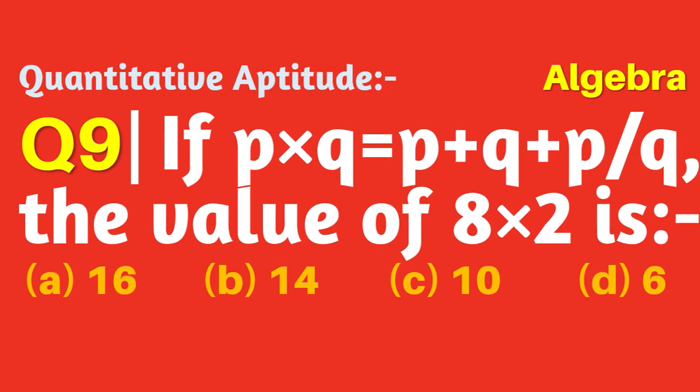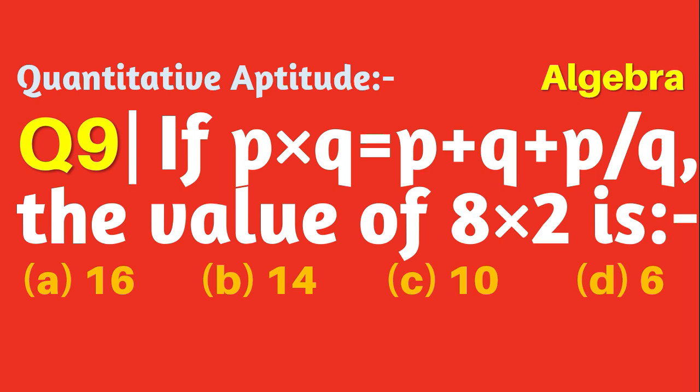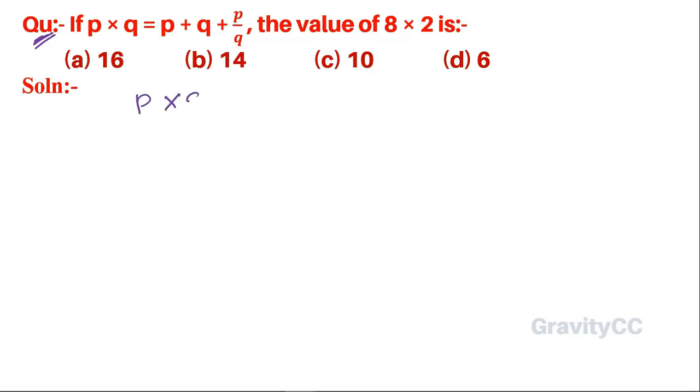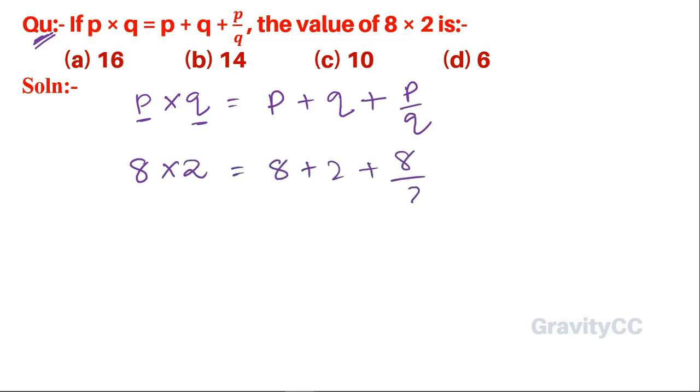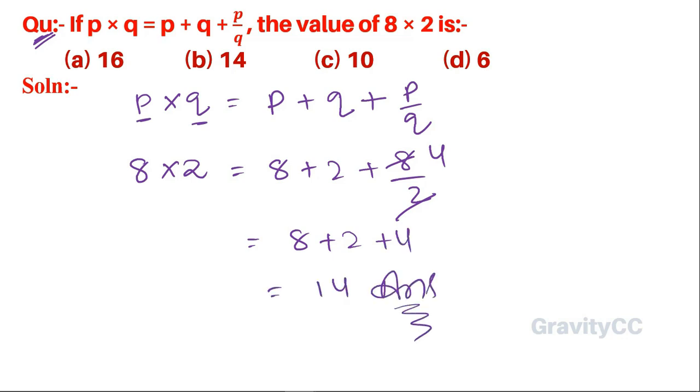If P cross Q equal to P plus Q plus P upon Q, then value of 8 cross 2 is. So here given that P cross Q is equal to P plus Q plus P upon Q. And now we replace P by 8 and Q by 2. So we get 8 cross 2 is equal to 8 plus 2 plus 8 upon 2. 8 upon 2 is 4. So 8 plus 2 plus 4 is equal to 14. Answer. So option B is the correct one.